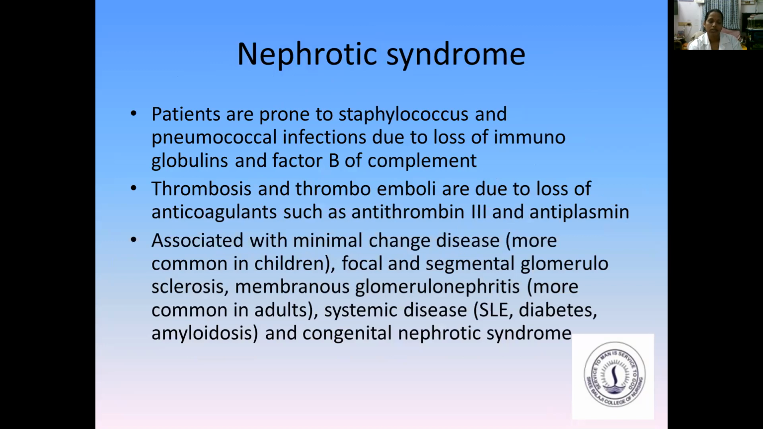So in nephrotic syndrome, the patients are prone to get staphylococcal and pneumococcal infections due to loss of immunoglobulins and factor B of complement. So thrombosis and thromboemboli are due to loss of anticoagulants such as antithrombin 3 and antiplasmin. So it is associated with minimal change disease. It is more common in children. Also focal and segmental glomerulosclerosis, membranous glomerulonephritis, which is more common in adults, and systemic diseases like SLE, systemic lupus erythematosus, diabetes, amyloidosis, and congenital nephrotic syndromes.